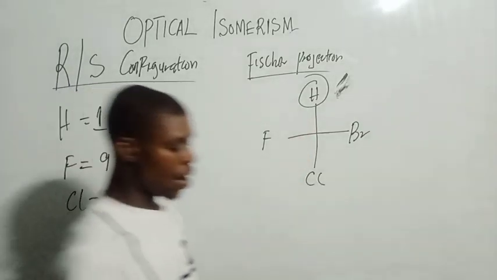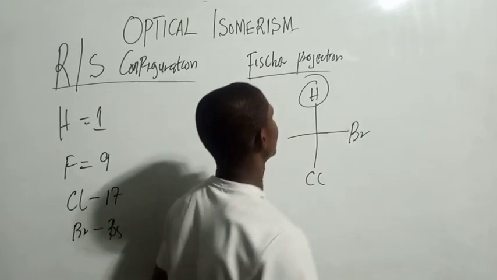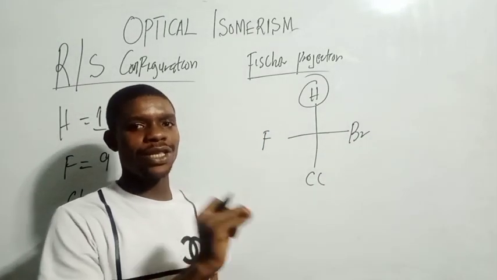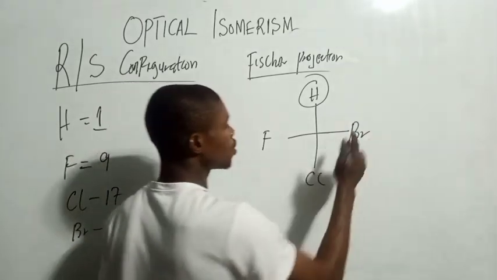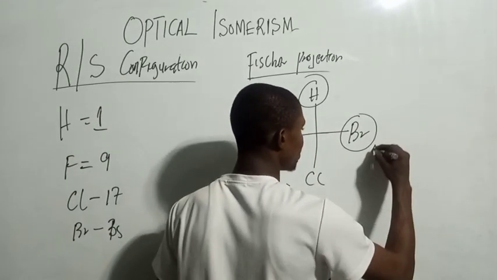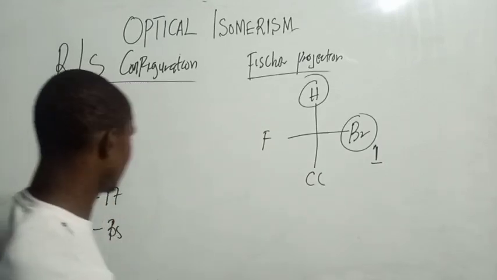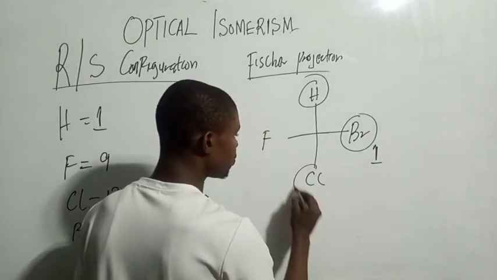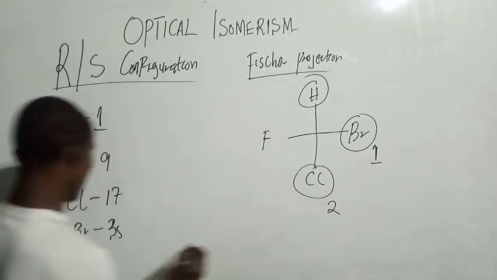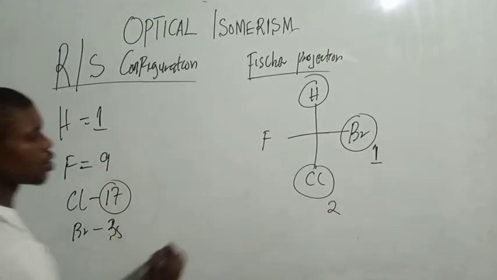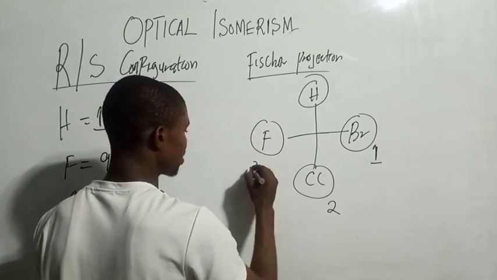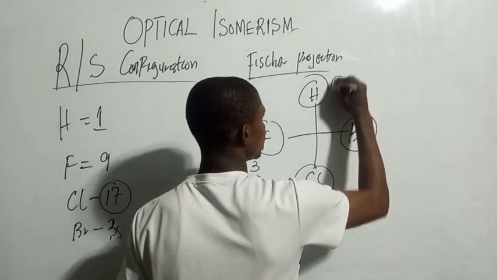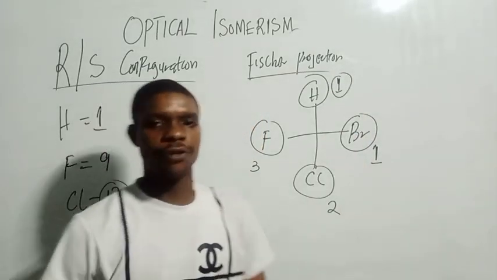So, now, the first thing you want to do when assigning R and S configuration, therefore, is rank those atoms in order of priority. So this one is going to be my number one because it has the highest priority, 35. Do you get? Now chlorine is going to be my number two because it is 17. Fluorine is going to be my number three because it is 9. And hydrogen is going to be my last one. Do you understand?